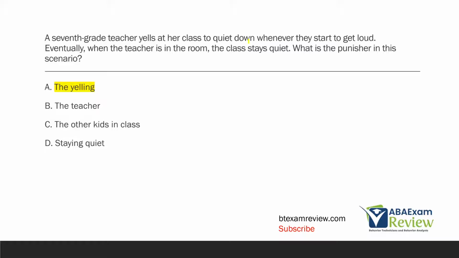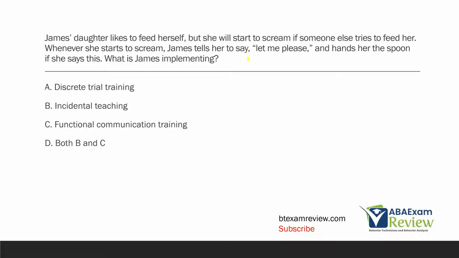James's daughter likes to feed herself, but she will start to scream if someone else tries to feed her. Whenever she starts to scream, James tells her to say, "Let me, please," and hands her the spoon if she says this. What is James implementing? What is James trying to accomplish? Remember, always first start, what is the question asking? Well, the question is asking about what is James implementing? What kind of procedure or strategy is he using?